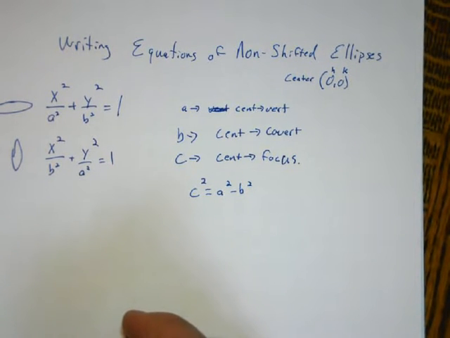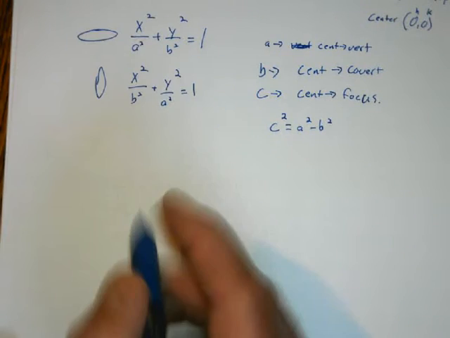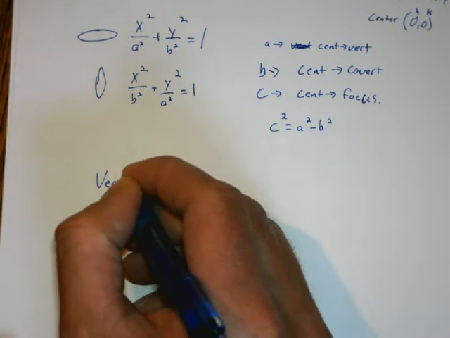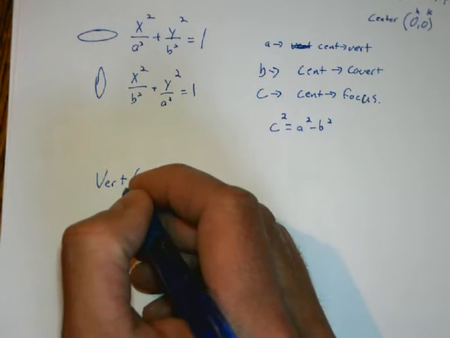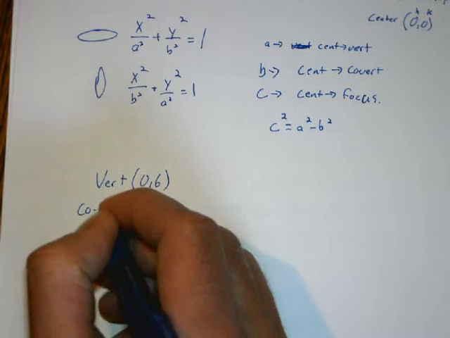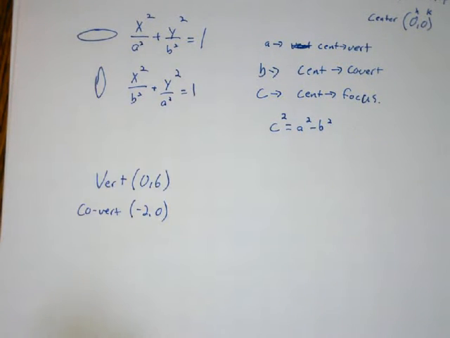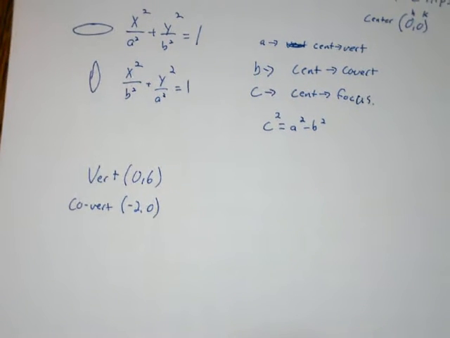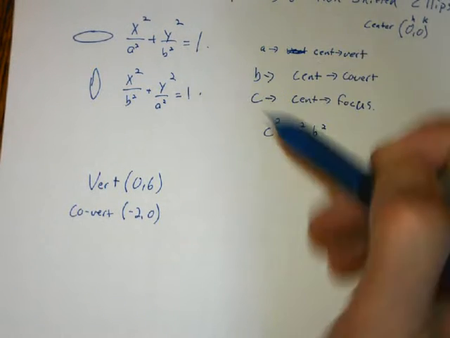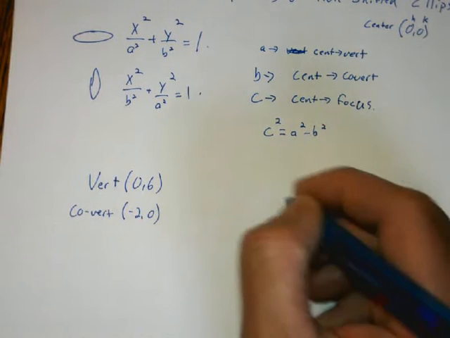So today, let's start with an example. Let's say we have our vertex located at (0, 6), and our covertex located at (-2, 0). So when we start these problems, first of all, we have to figure out which of the two formats we are in, which way this diagram is stretched, not shifted. So what I always like to do is rough sketch it.